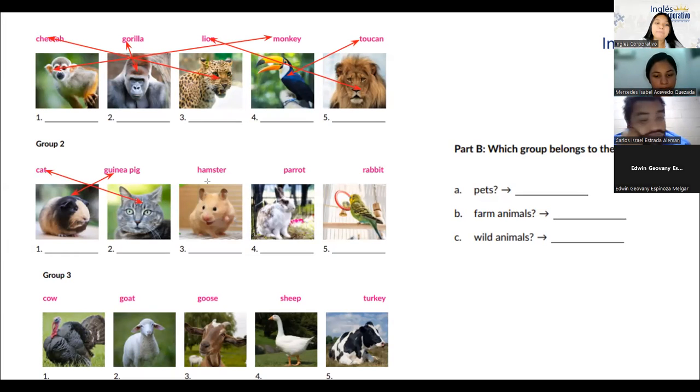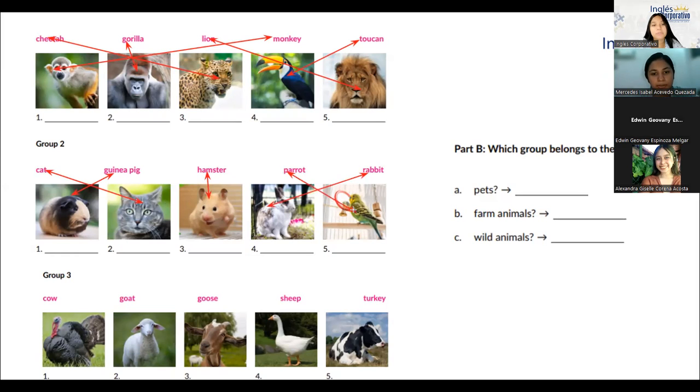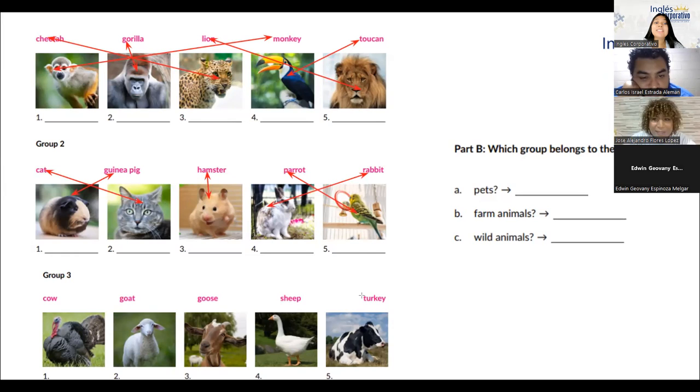Number three, hamster. Very, very good. Number four? Rabbit. And number five? Parrot. Very good. Yes. Okay, let's move. What is this? Turkey. Yes. What about number two? Goat or a sheep? Sheep. Yes, very good.